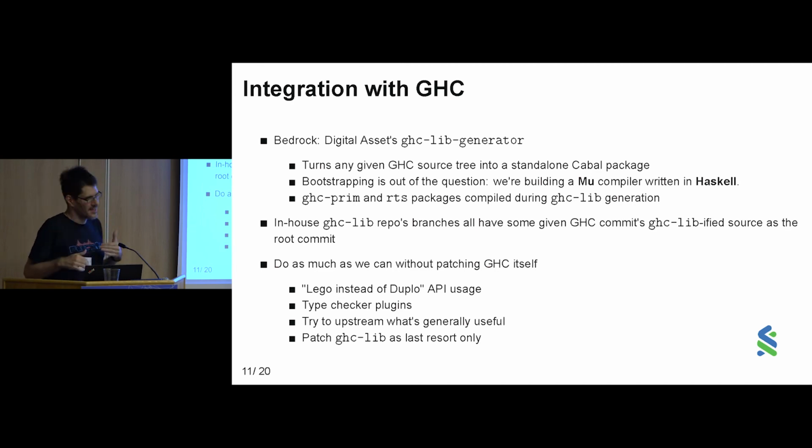And then we basically take the GHC libified version of a given GHC commit, put that into a Git repo as the root commit, and then apply our changes to it. But of course, we try not to apply too many changes. So it's beneficial to us if we can keep out of GHC, so there's less churn as we keep updating GHC. So we try to use the API, of course, as much as we can.